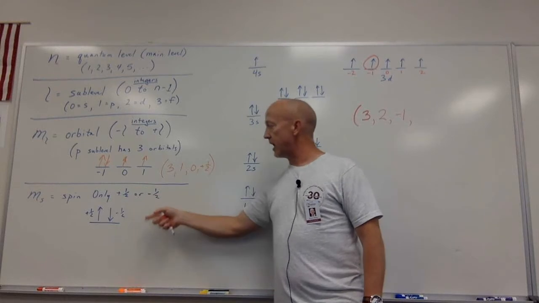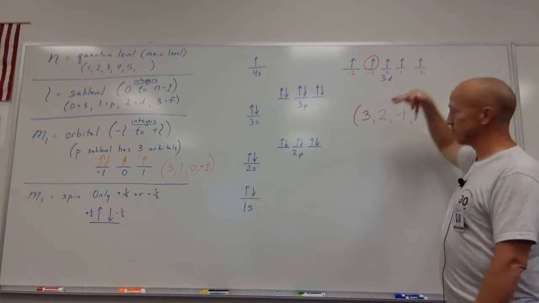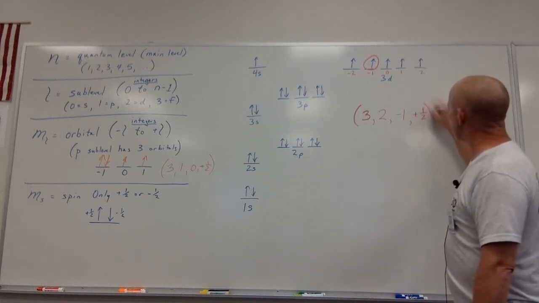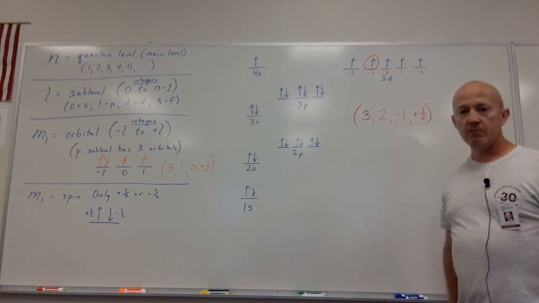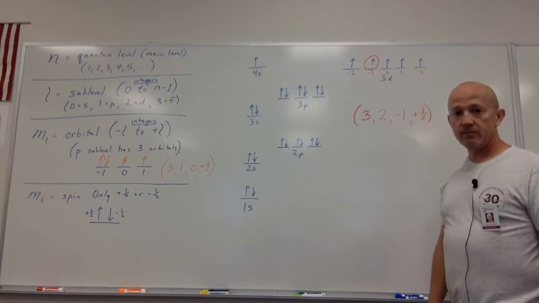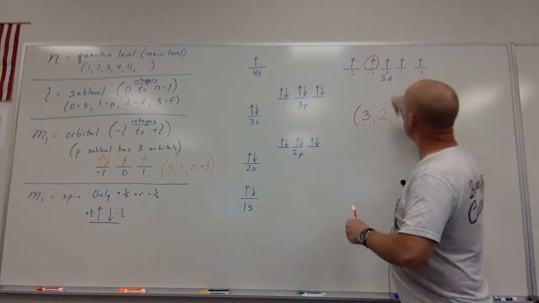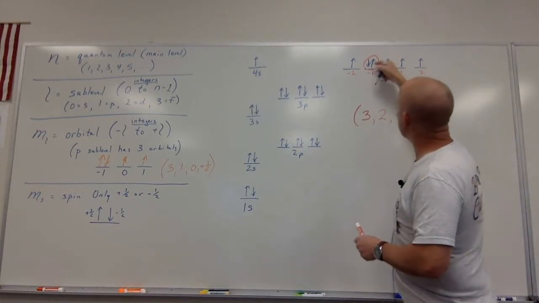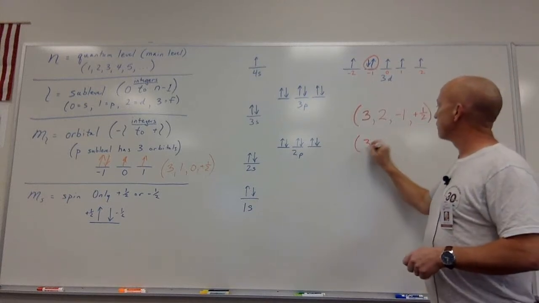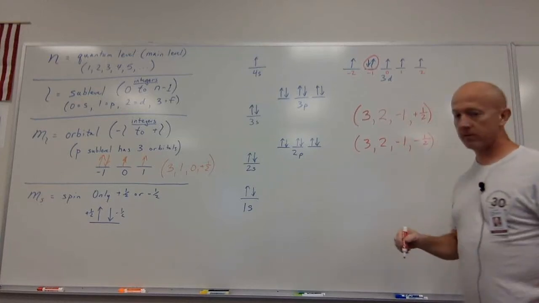And then finally, I just need to add a spin number. Is it positive 1/2 or negative 1/2? I'm going to choose positive 1/2. I just do that because it's pointing upward. So positive 1/2 for my last number, and this would be my set of coordinates for that particular electron. By the way, if I had another electron facing down in that same orbital, in that same sublevel, I would call it 3, 2, negative 1, negative 1/2.